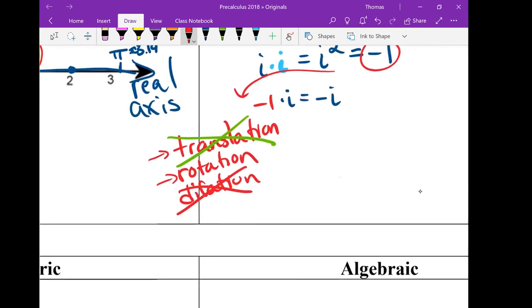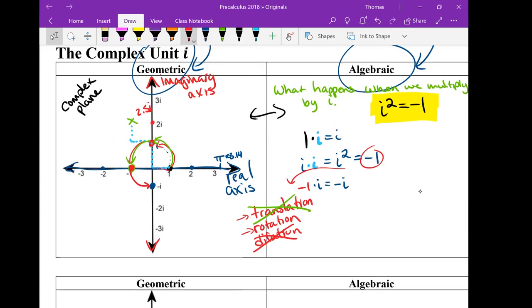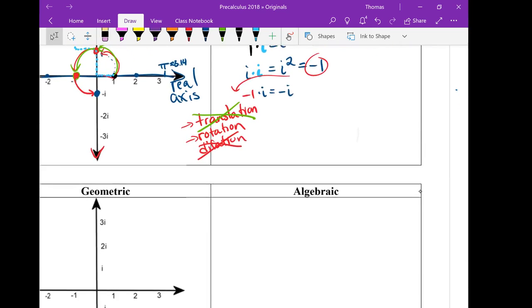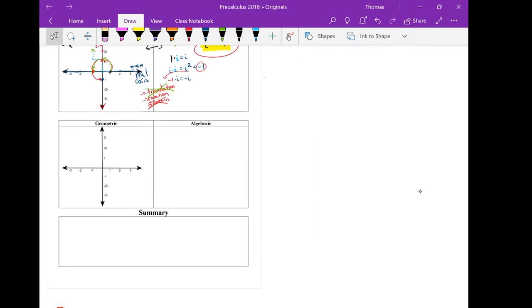So our big takeaways for this part of the lesson is that we know that i squared is equal to negative 1. So let's make a little note down here in our summary. Down here in our summary, one important note is that i squared is equal to negative 1. That's going to be a really important identity that we come back to all throughout the year.